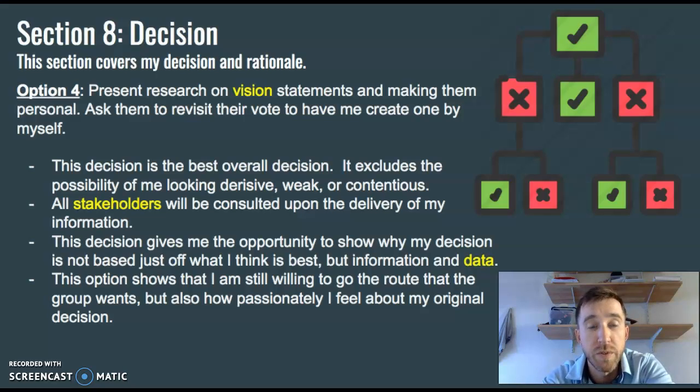I went with option 4, which is do some research and then present my research on vision statements and making them personal, and asking them to revisit their vote to have me create one by myself. This is the best overall decision, I think. It excludes the possibility of me looking derisive, weak, or contentious. All stakeholders will be consulted upon the delivery of my information, so the whole committee will get it, and then the superintendent will get it as well with the board. This decision gives me the opportunity to show why my decision is not based off just what I think is best, but actual information and data. And this option shows that I'm willing to go the route that the group wants, but also how passionately I feel about my original decision.